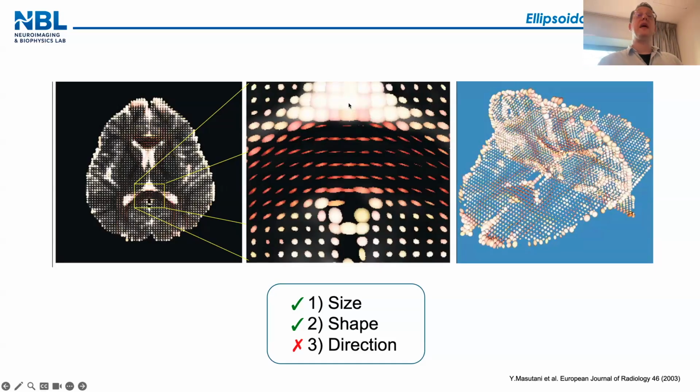Now, if we go from here to here, it's not only the size that has changed, the shape has also changed. Now we have the cigar shape. So the axial anisotropy comes in. This is because in white matter, we see fibers.